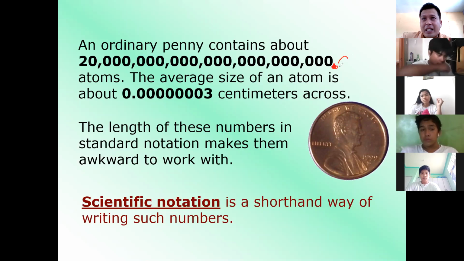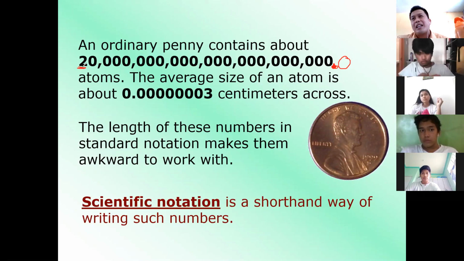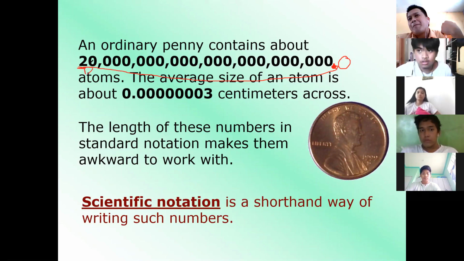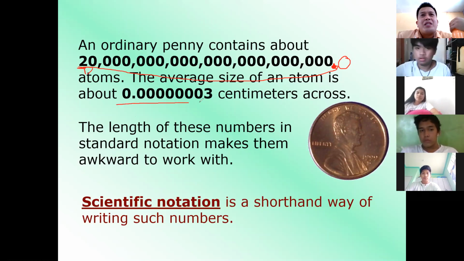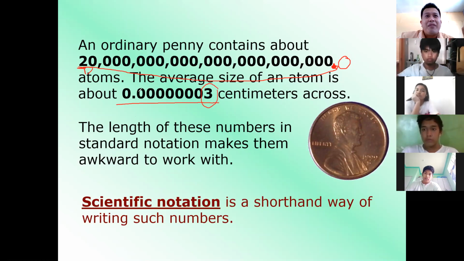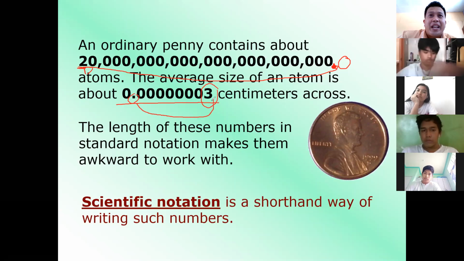And even if we're going to write a 0 here, 2 is still our first significant digit. Again, the rule there is move the decimal point after the first significant digit. In the number 0.00000003, how many significant digits are there? You only have one as well. And that is 3. So therefore, this decimal point will move after 3.